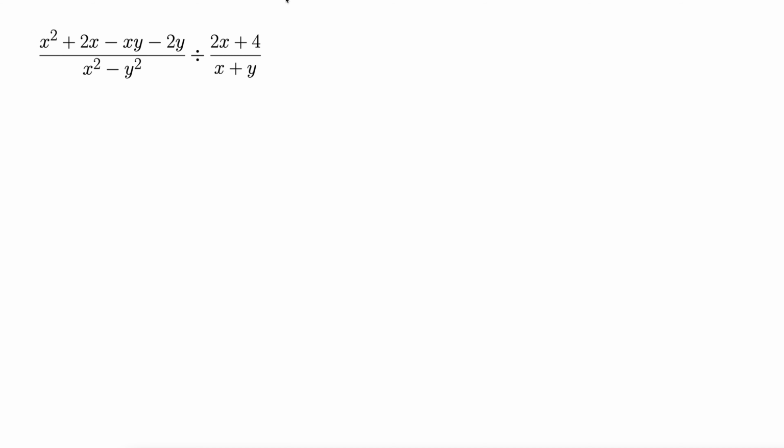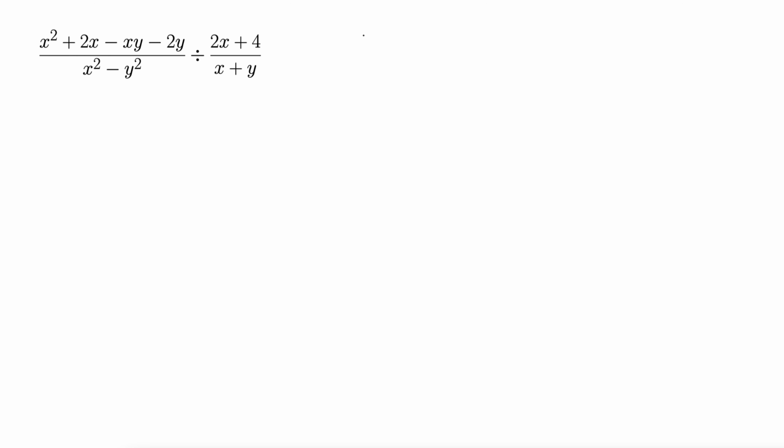For this example, we have one rational expression divided by another. So we have x squared plus 2x minus xy minus 2y divided by x squared minus y squared, all of that divided by 2x plus 4 divided by x plus y.